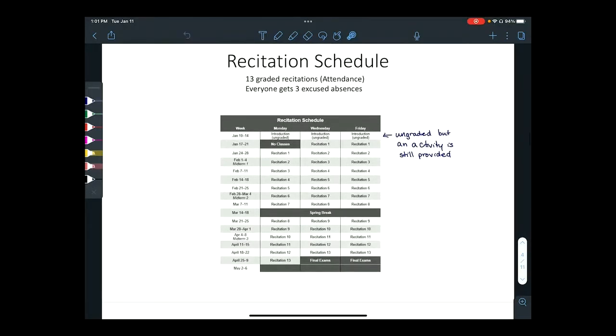Okay, we already talked about recitations. So remember, this week's recitation, it's ungraded, but there's still an activity. So if you can, go to recitation, all right? Did we enjoy recitation Monday, people? Was it cool? Okay, all right, awesome.